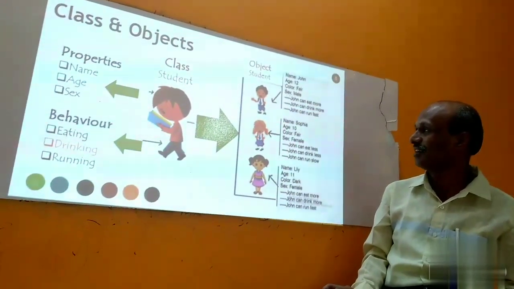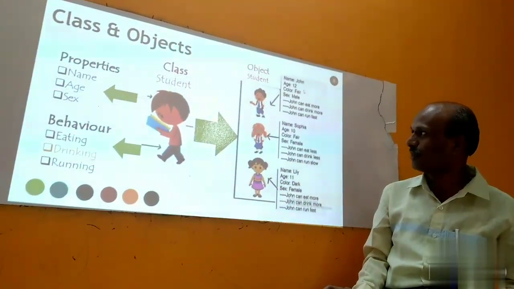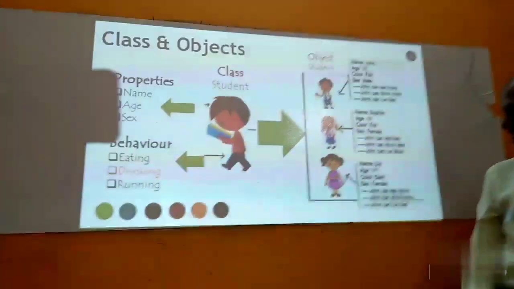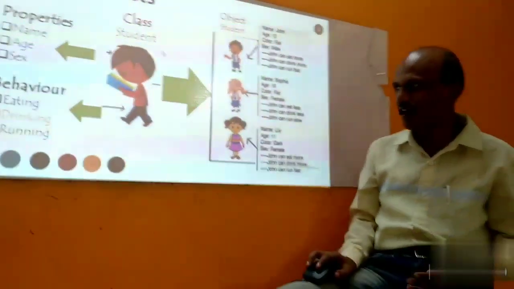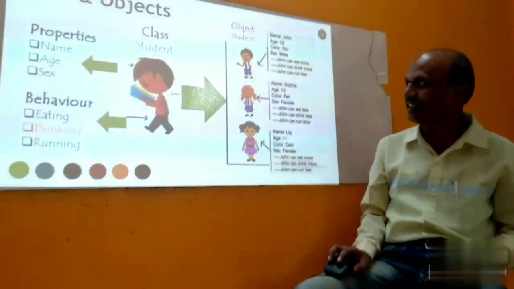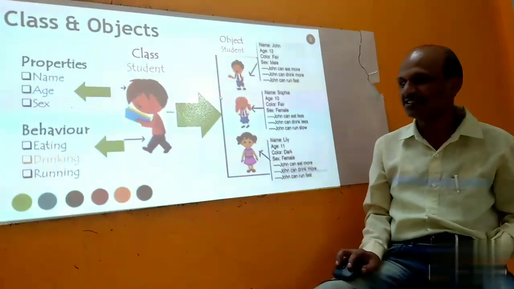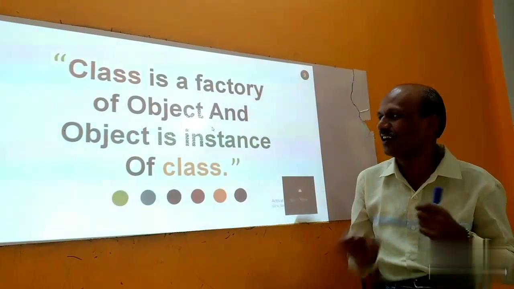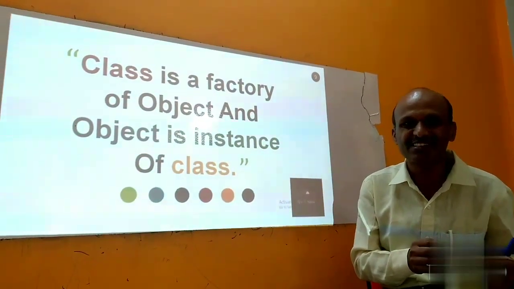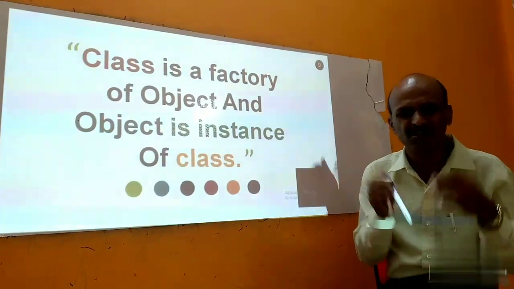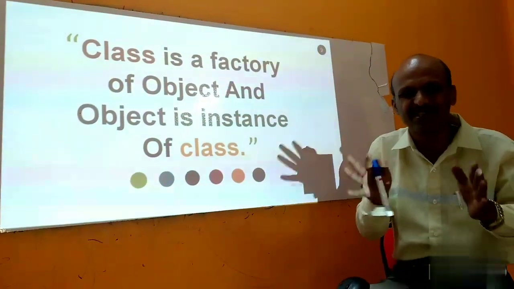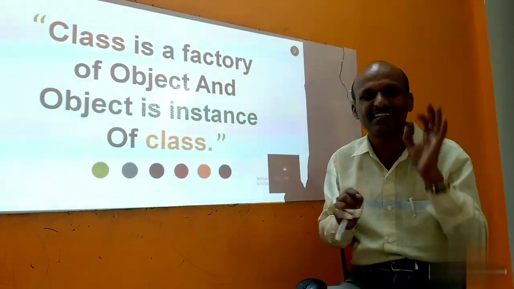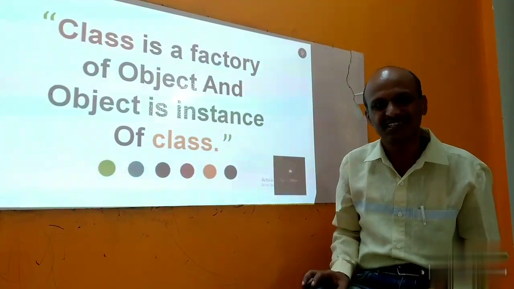age 12, color fair, sex male, and John can eat more, that is his behavior. Or name Sophia, age 10, or name Ali or Yuli, age 11. So once I have a class, I can create the object. So my Student class is a factory of objects, and an object is an instance of the class which is created in that factory. Once we have a factory, that is the class definition, we can create any number of objects which have the same characteristics and the same behavior.